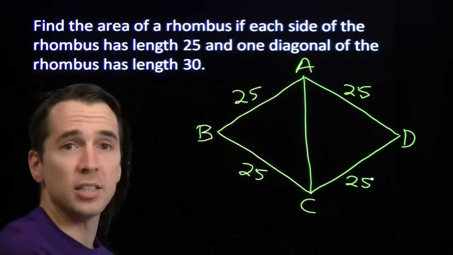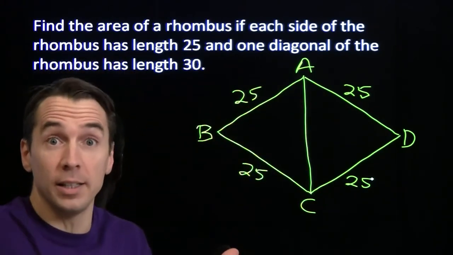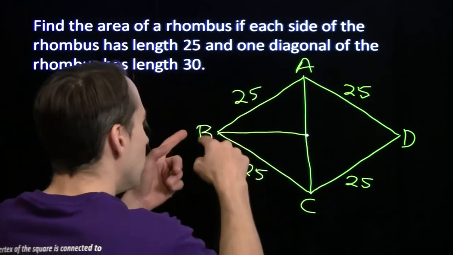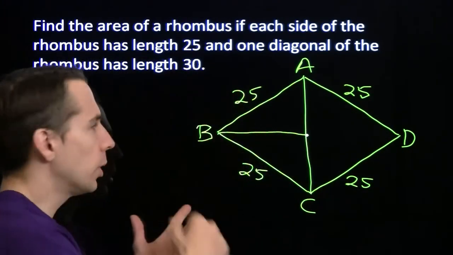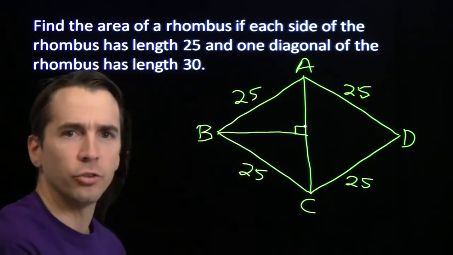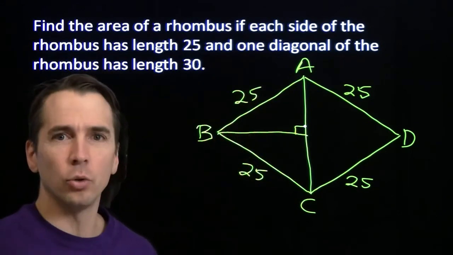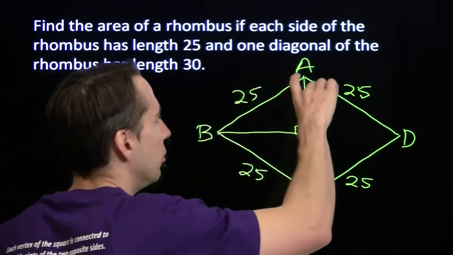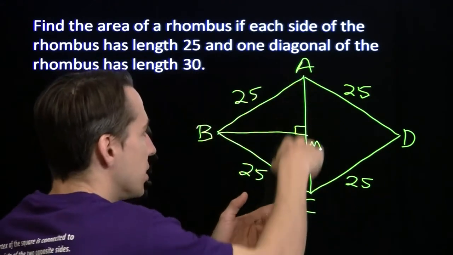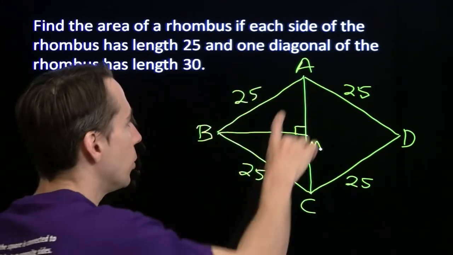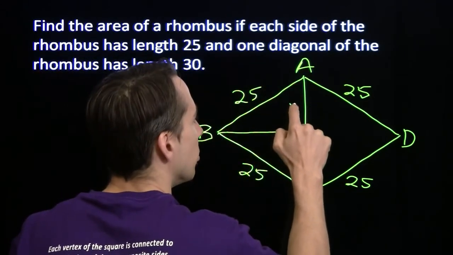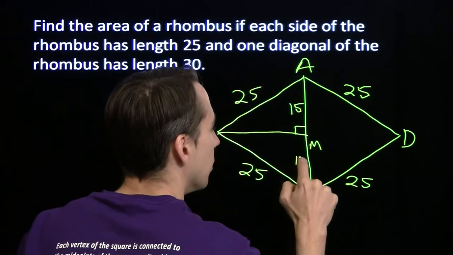Well, ABC is an isosceles triangle, and I know how to find the area of an isosceles triangle. Usually draw the altitude from the vertex between the two equal sides. Draw that altitude, and that splits an isosceles triangle into two identical right triangles. Well, that means it must hit the midpoint of AC. It must split AC into two equal pieces. And the whole AC is 30, so each piece must be 15.